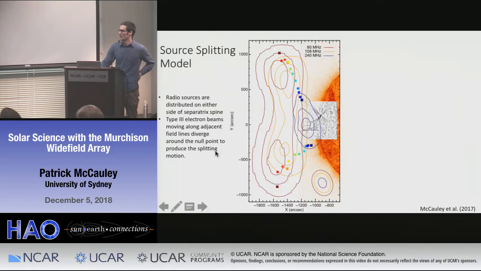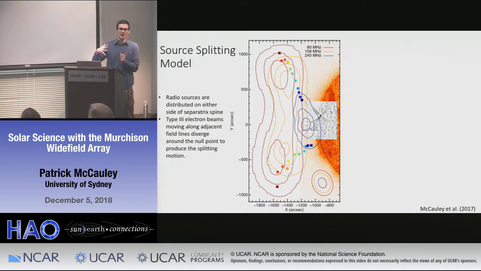So if we take the radio contours and we overlay those on top of the EUV image, this is what we find. So we find that our two sources, the northern and southern components, are distributed on either side of what we would think is the separatrix spine, which separates field going off in two different directions.